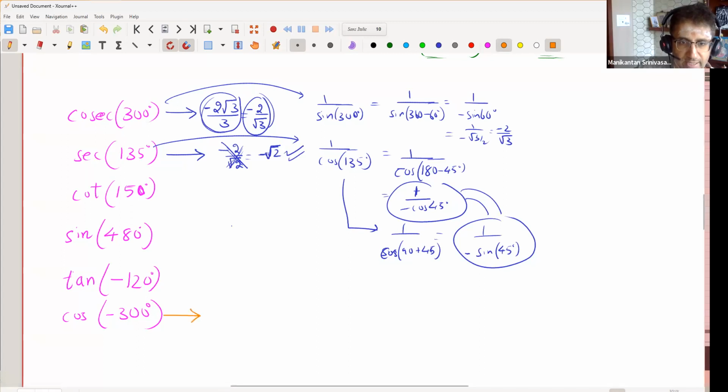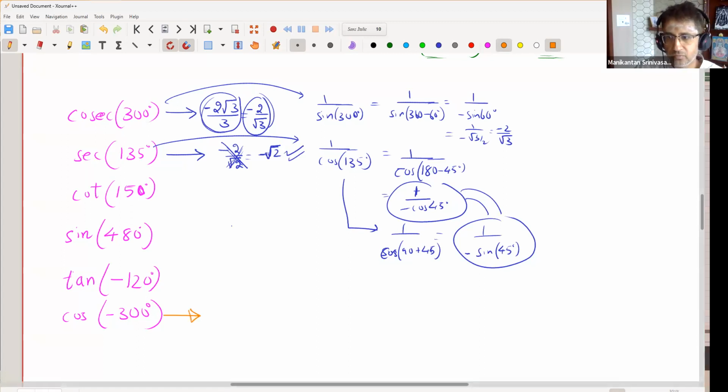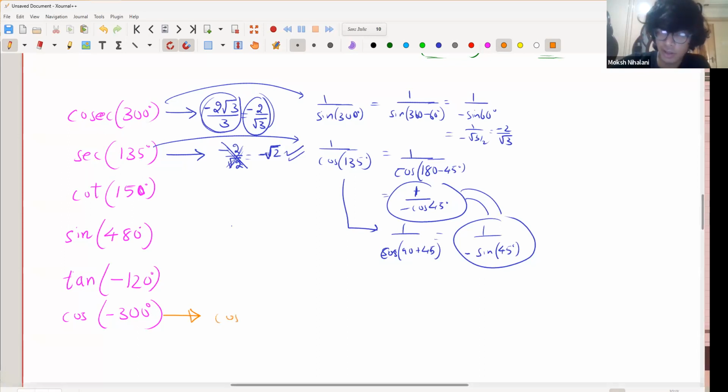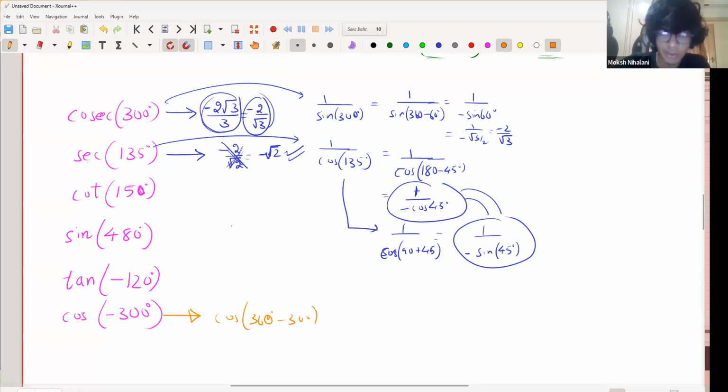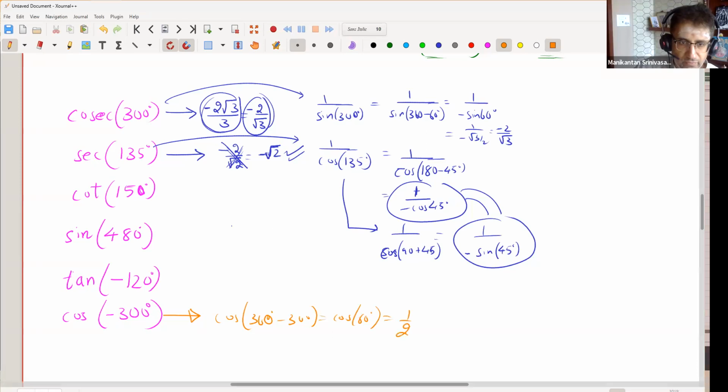Okay, all right. Moksh, I'm not going in order. Can you take cos of minus 300? Cos of minus 300 is just the same as cos of 60, so you're just adding 360. And we know cos of 60 is 1 upon 2.